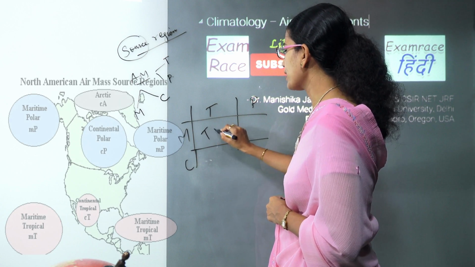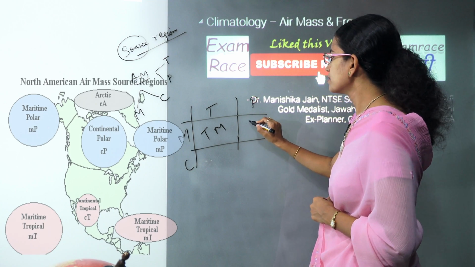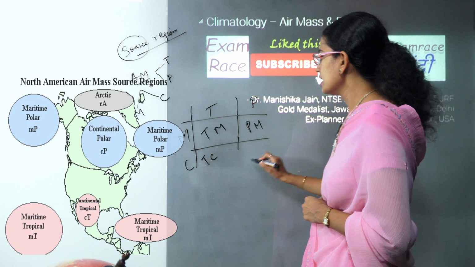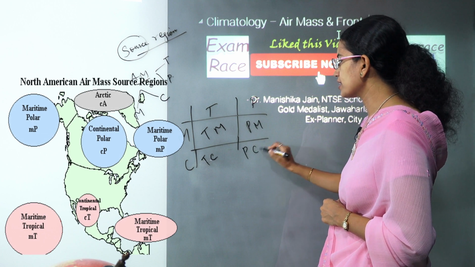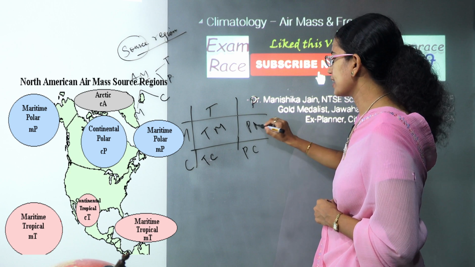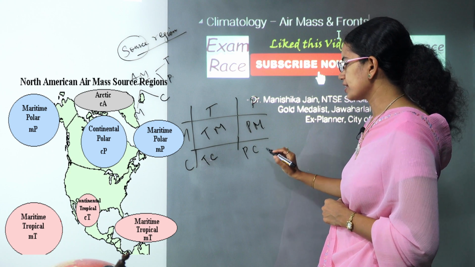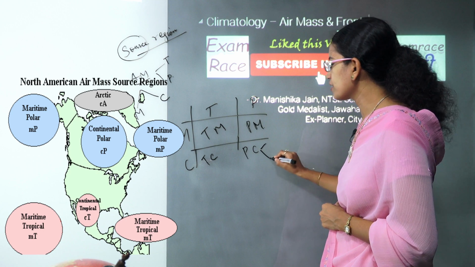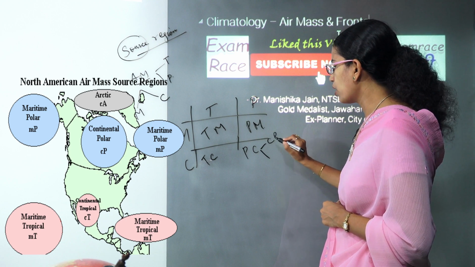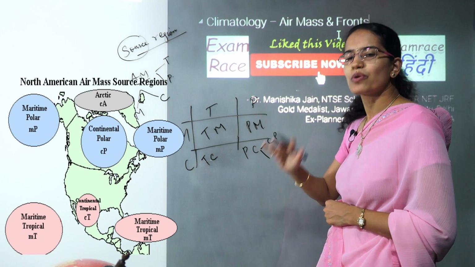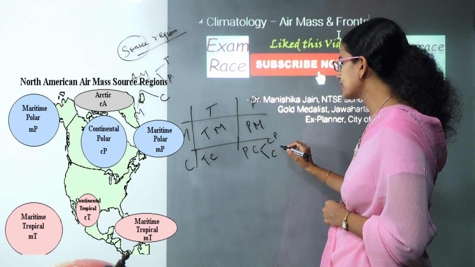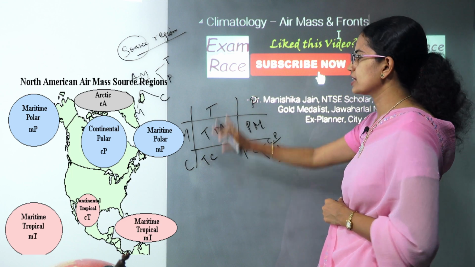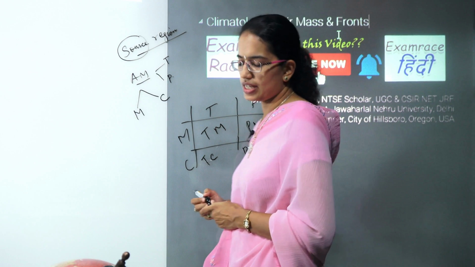So it could be tropical maritime, polar maritime, tropical continental, and polar continental. What we are trying to understand here is that polar continental can be further divided into continental polar, or polar continental, whatever you want to say, and the next is the continental Arctic. So these are the various types of air masses that we can understand.